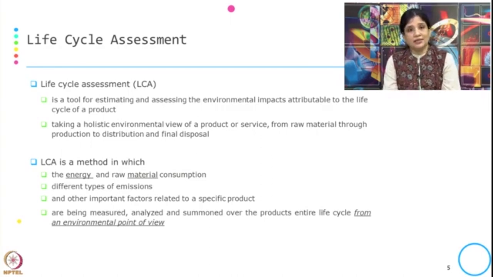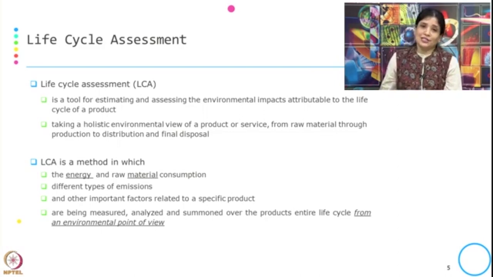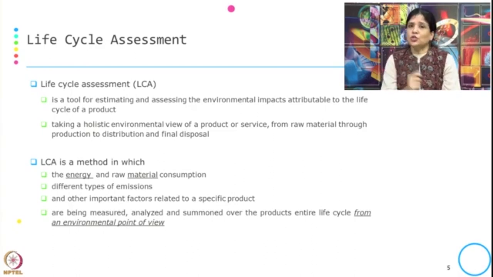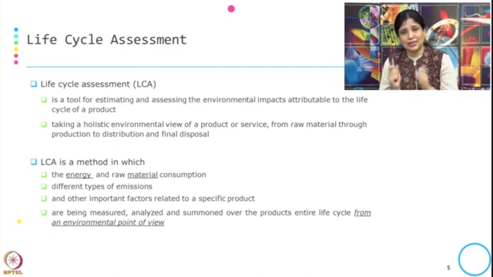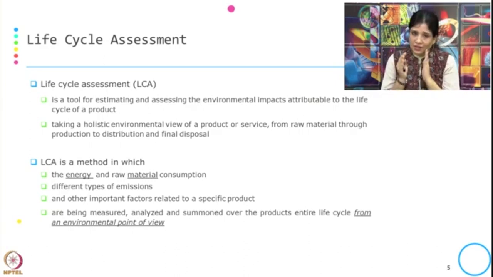In life cycle assessment, we assess the environmental impact by taking a holistic environmental view of a product or service, from the raw material to the production, the distribution and the final disposal. Life cycle analysis is a method in which the energy, raw material consumption, different types of emission and other important factors related to the specific product are measured, analyzed and summed over the product's entire life cycle from the environment point of view. In simple words, LCA is the tool which helps us in assessing and estimating the environmental impact of a product in the different stages of production, starting from the sourcing of the raw material till the end of life disposal.